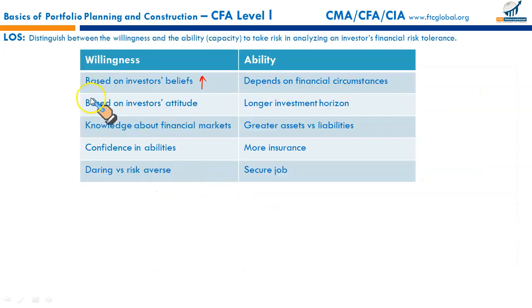Then, distinguish between the willingness and the ability, also called the capacity, to take risk in analyzing an investor's financial risk tolerance. Willingness to take risk depends upon the investor's beliefs.